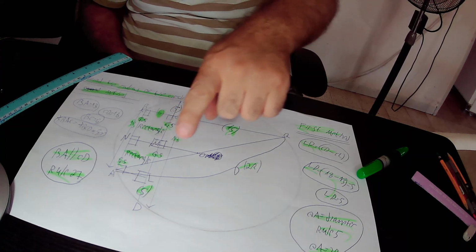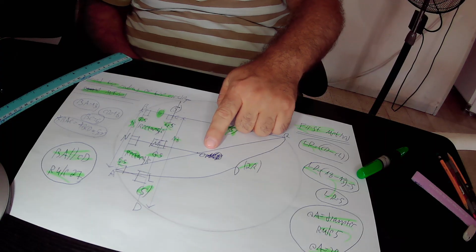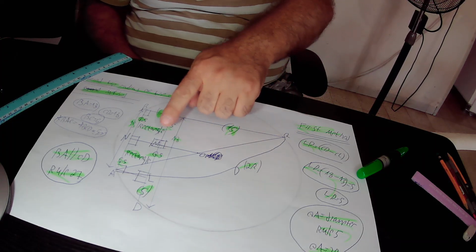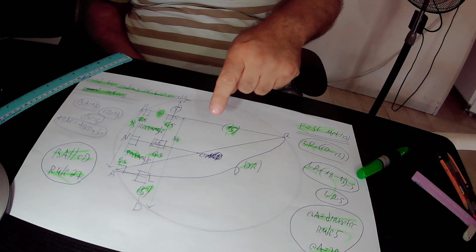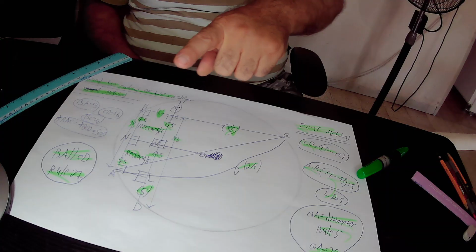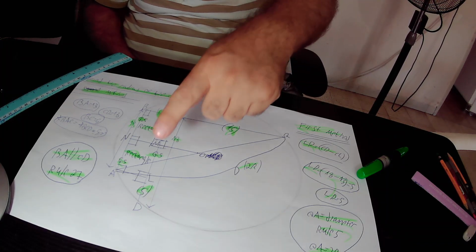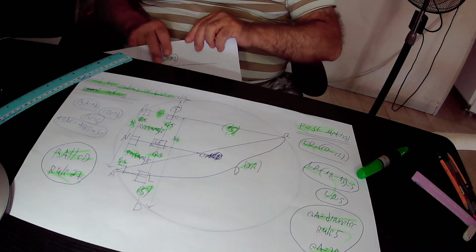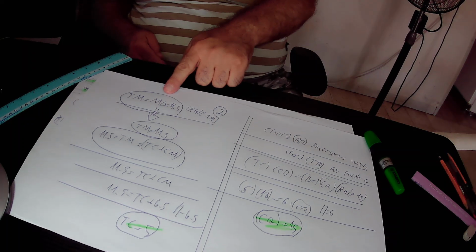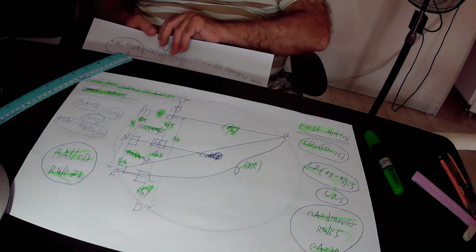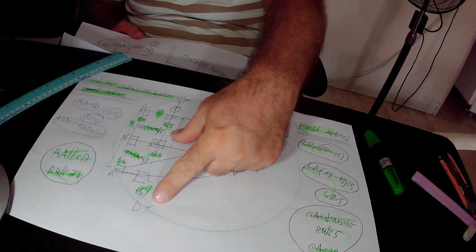This is chord TD. From the center of this circle, that is to say from point O, we have perpendicular OM on chord TD. And according to rule 19, perpendicular OM bisects chord TD. If perpendicular OM bisects chord TD, it means that TM equals MD. But MD in total equals 6.5 plus 5, that is 11.5.